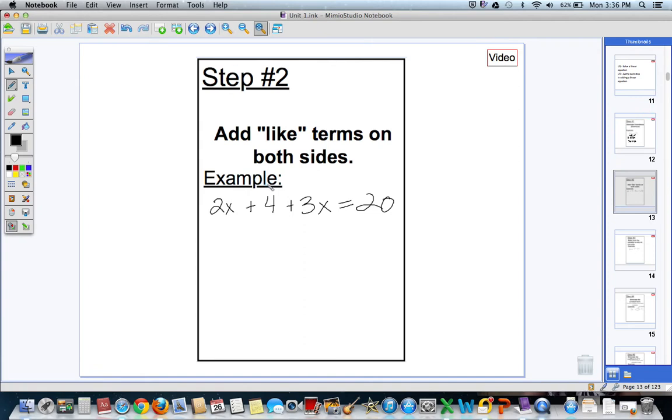Add like terms on both sides. When we say both sides, we mean of the equation, of the equal sign. So here's the equal sign. Here's one side. Here's the other side. So we're going to add like terms. So over here are like terms.